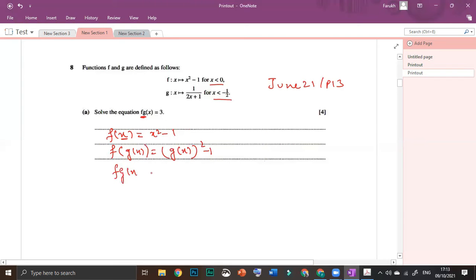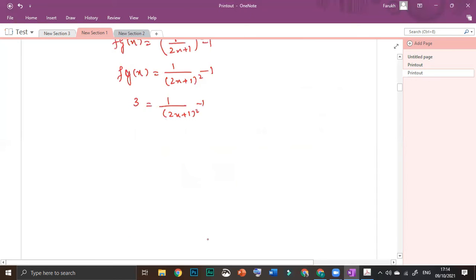Now fg of x is equal to, I will put the expression of g of x on the right hand side, 2x plus 1 whole square minus 1. fg of x is equal to 1 over 2x plus 1 whole square minus 1. Now it is given that fg of x is equal to 3. Put this one equal to 3. 1 over 2x plus 1 whole square minus 1. Four is equal to 1 over 2x plus 1 whole square.